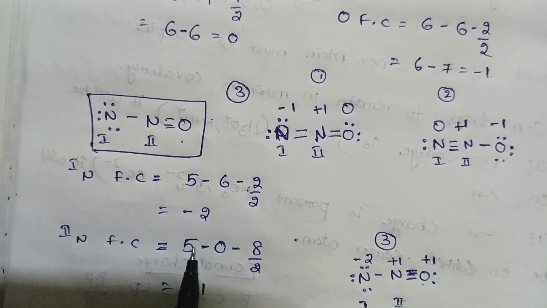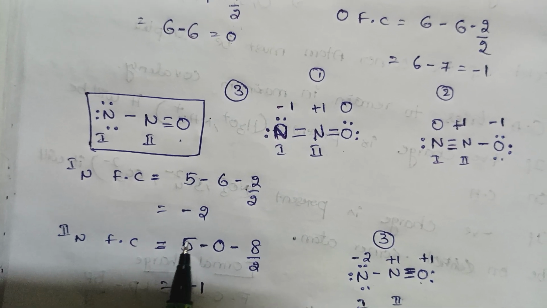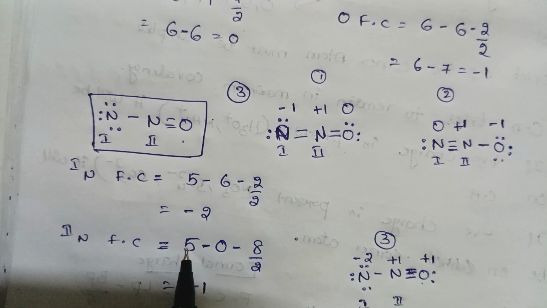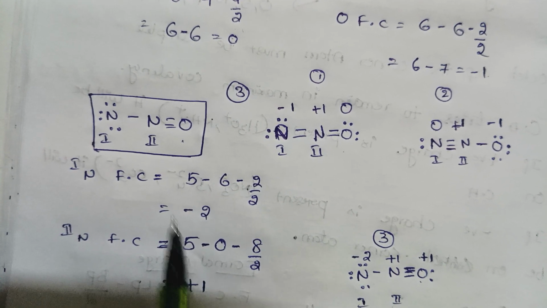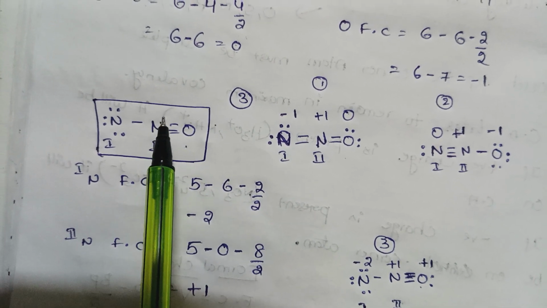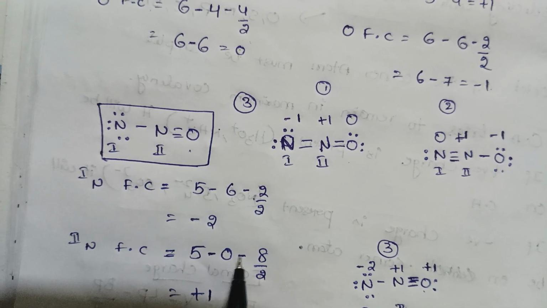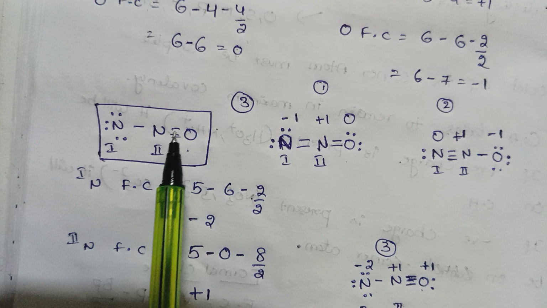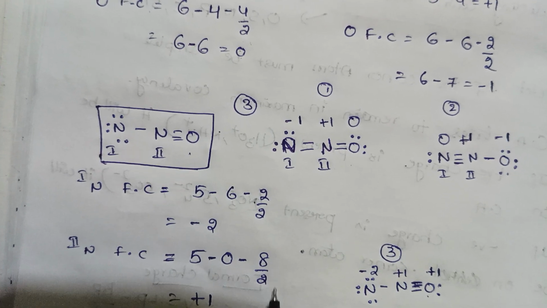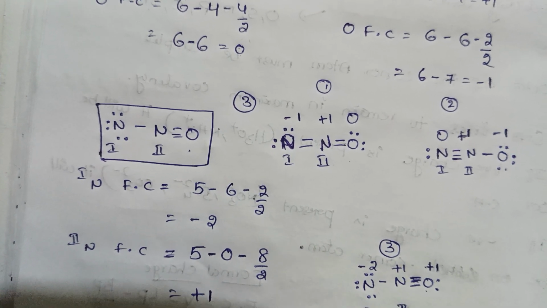If we calculate the second nitrogen atom, the formal charge is plus 1. The valence electrons present in the free state are 5. Here no lone pairs are present in the second nitrogen atom, so 0. How many bond pairs? 8, divided by 2. We got plus 1.